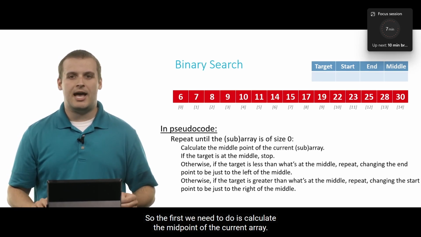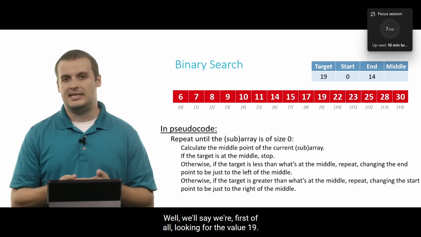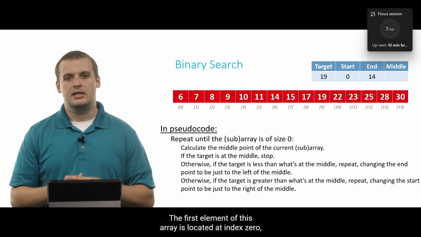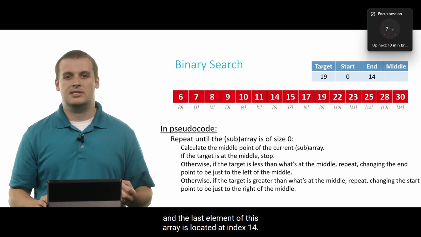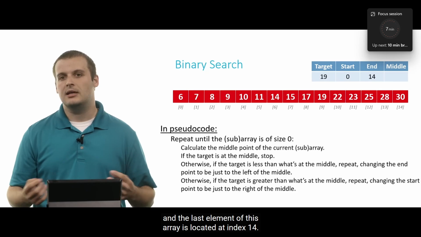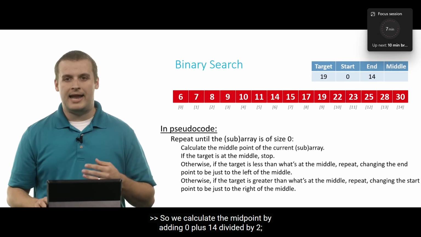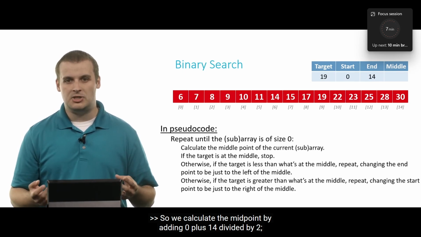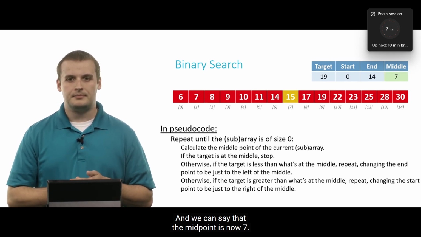So the first thing we need to do is calculate the midpoint of the current array. We'll say, first of all, we're looking for the value 19. We're trying to find the number 19. The first element of this array is located at index 0, and the last element is located at index 14. And so we'll call those start and end. So we calculate the midpoint by adding 0 plus 14 divided by 2, pretty straightforward, and we can say that the midpoint is now 7.